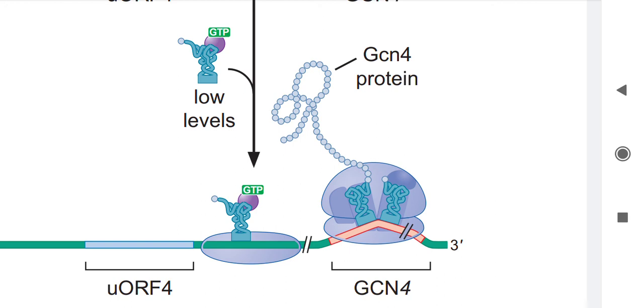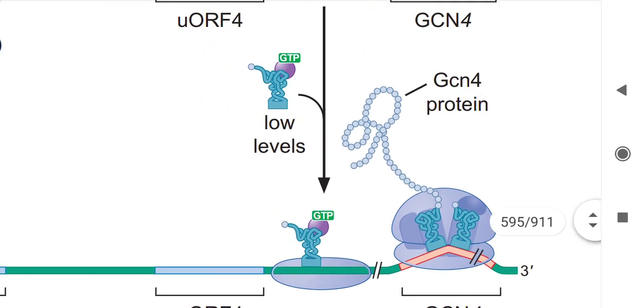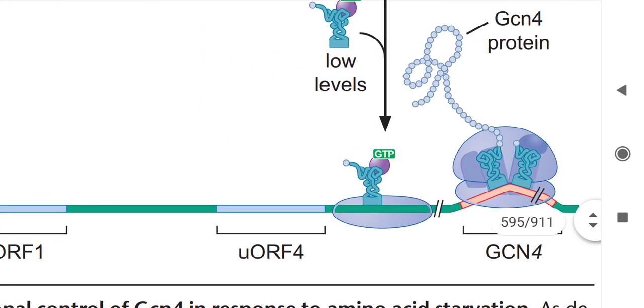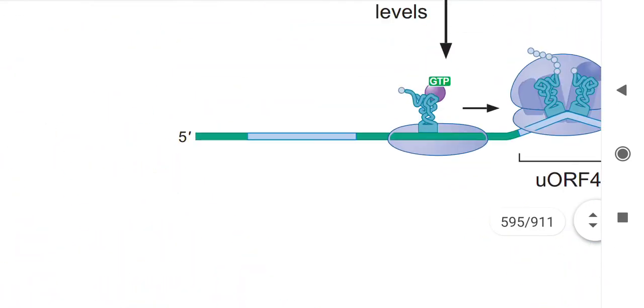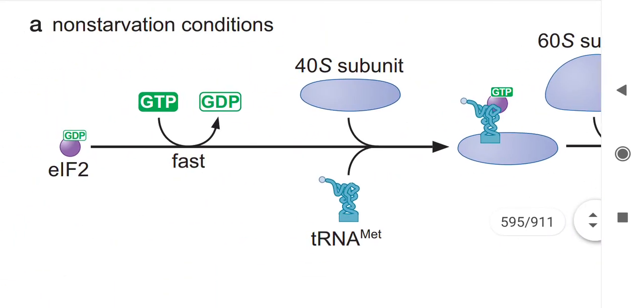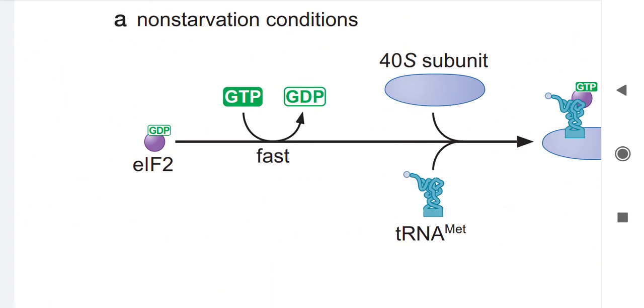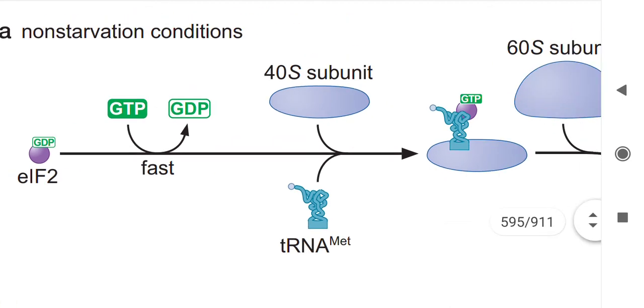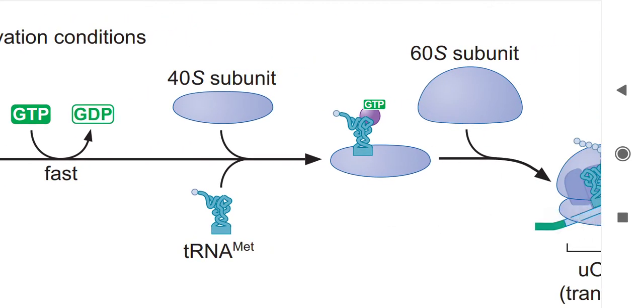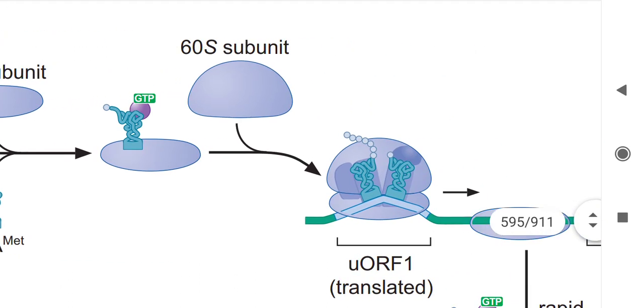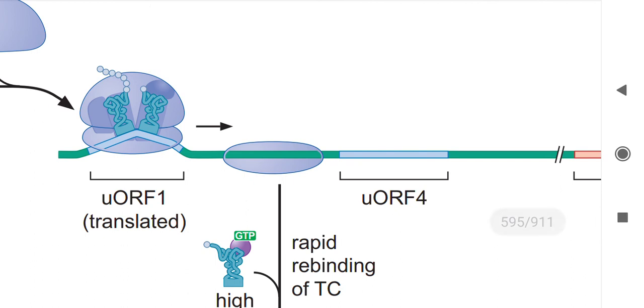This GCN4 will further trigger the synthesis of those genes which are needed for amino acid biosynthesis. This was the case when amino acid is less available. What will happen if amino acid is sufficiently available? eIF2 will not get phosphorylated, right? It will bind to the small subunit. There is more initiator tRNA available which is charged with methionine, and thus they will resume translation on this upstream open reading frame.